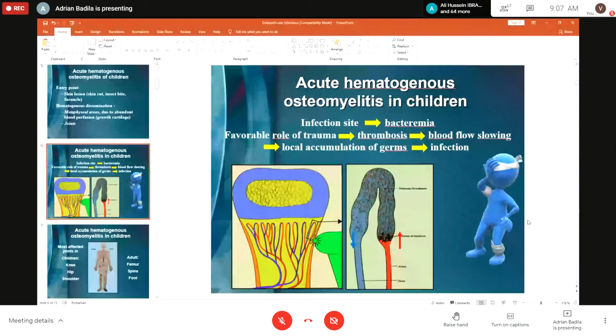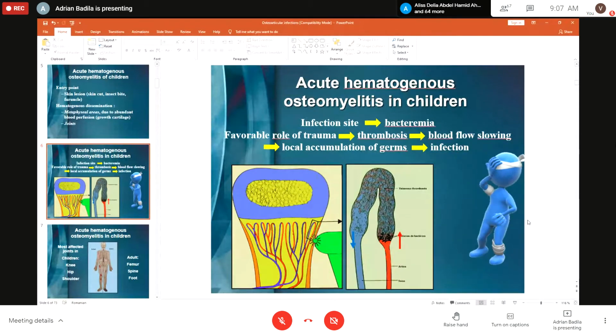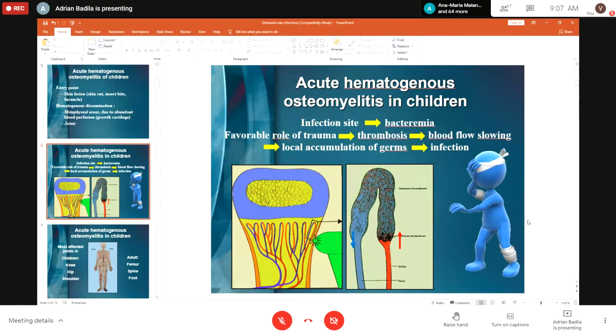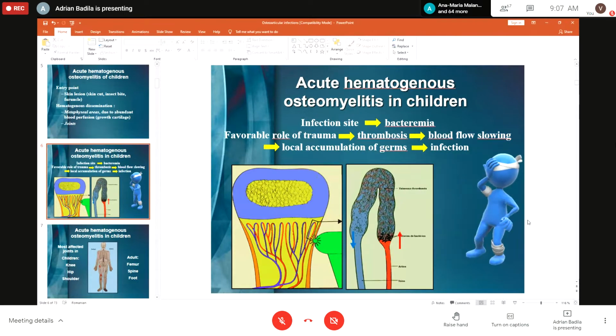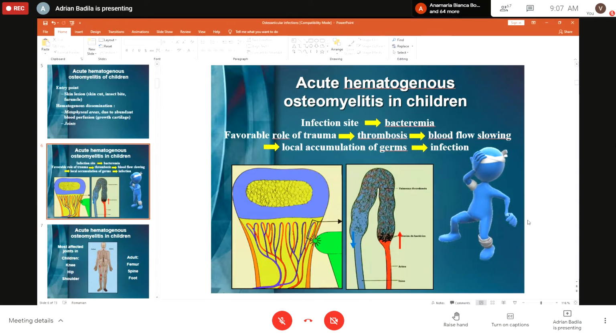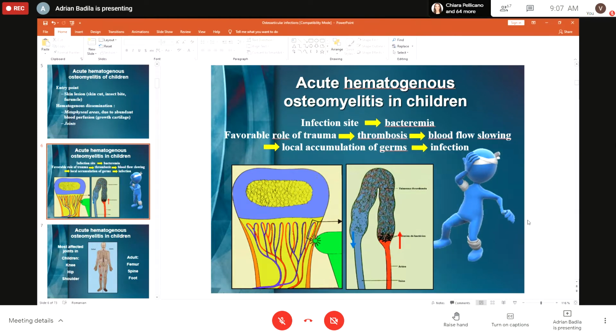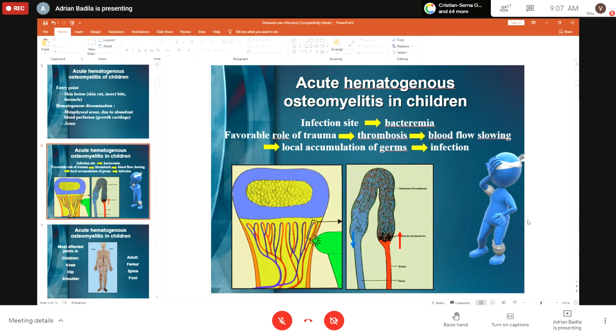There is a favorable role of the trauma. We have an infection site. This infection site will discharge bacteria in the blood flow. If the patient has a trauma at the level of a joint, that will lead to thrombosis of the veins at this level. The blood flow will slow down. That will lead to a local accumulation of germs, and that will lead to an infection at the level of the metaphyseal areas.